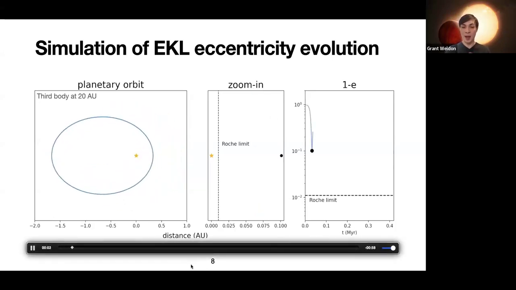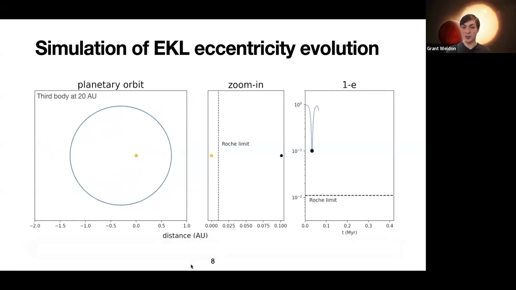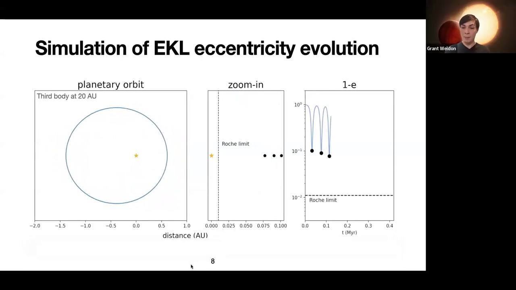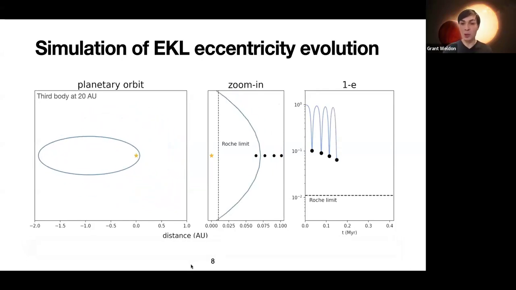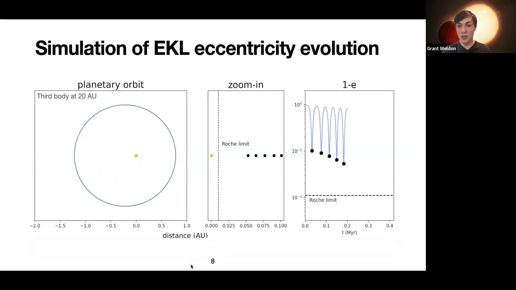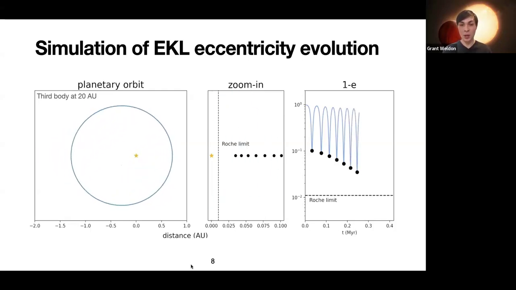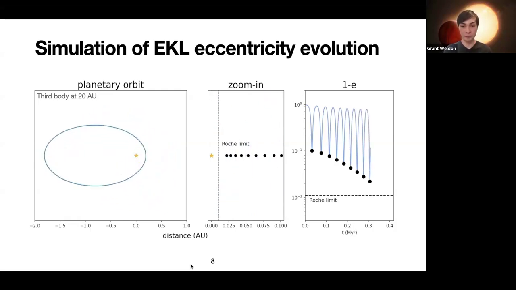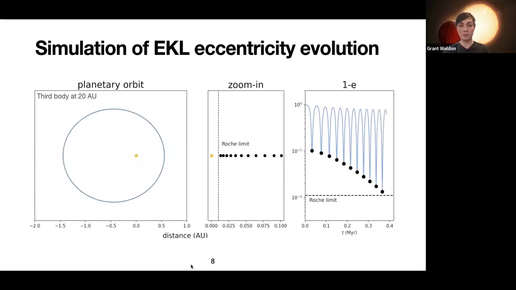So you can see that EKL causes the system's eccentricity to oscillate. With each oscillation, I'm marking the point of closest approach with a black dot. And you can see that these black dots march inward over time. The pericenter gets closer with each successive eccentricity oscillation, until finally the planet gets very, very close to the host star, where tidal forces may become important.